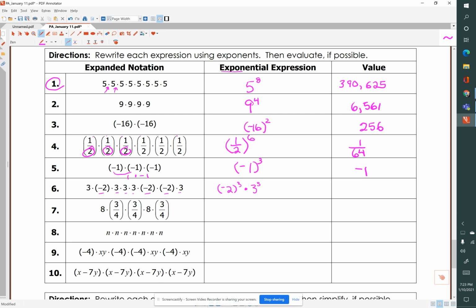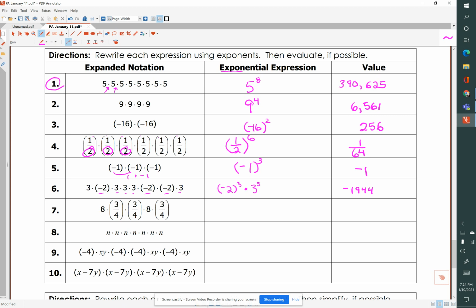Order does not matter. So if we multiply -2 to the third power, which is -8, times 3 to the fifth power, which will give us -8 times 3 to the fifth power, is -1,944. And a calculator will help you with that.